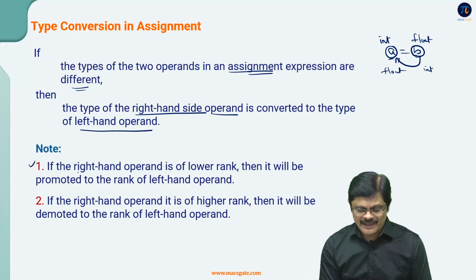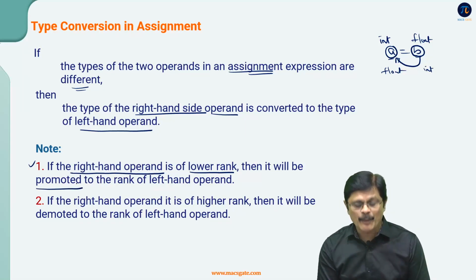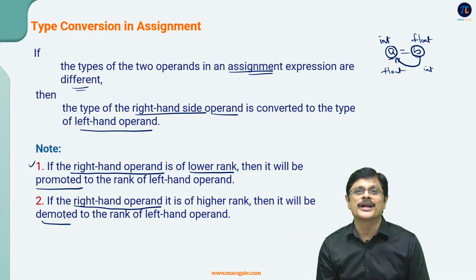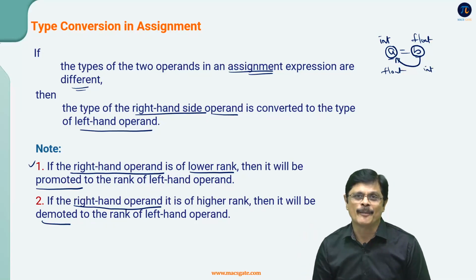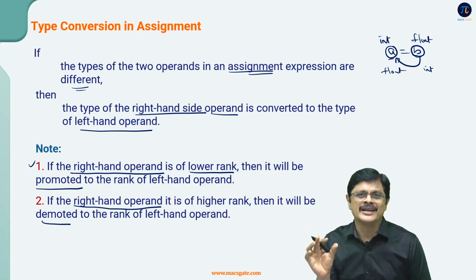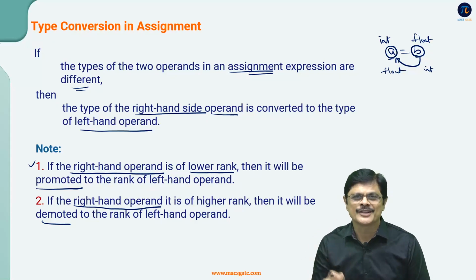So, please note that if the right hand operand has lower rank, then it will be promoted to the rank of the left hand operand. Suppose the right hand operand has higher rank, then it is demoted to the rank of the left hand operand. So, always the right hand operand type is changed to the type of the left hand operand. That is the moral of the story, my dear friends.